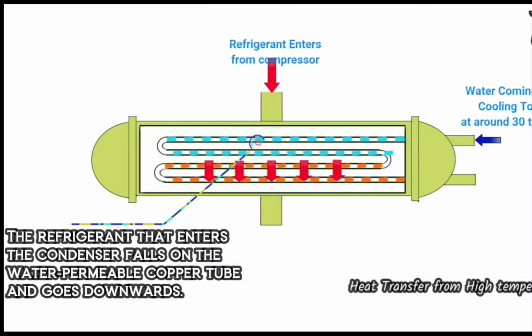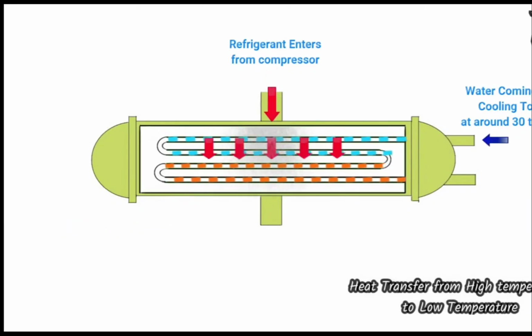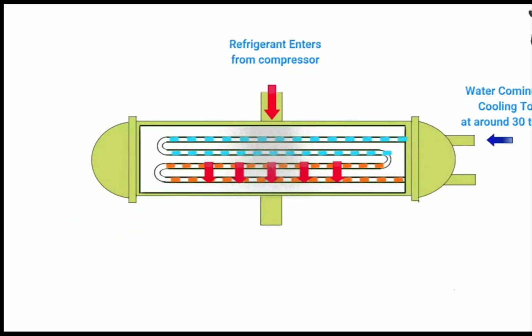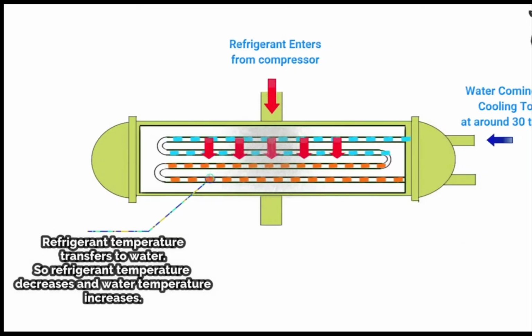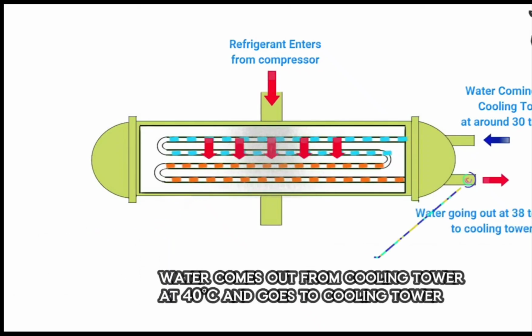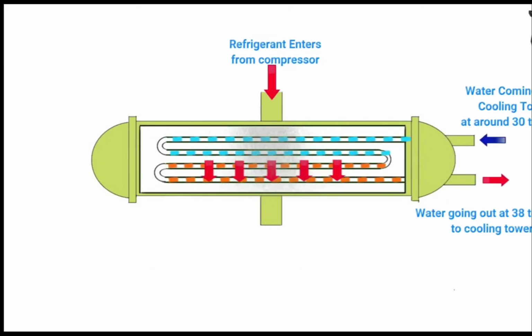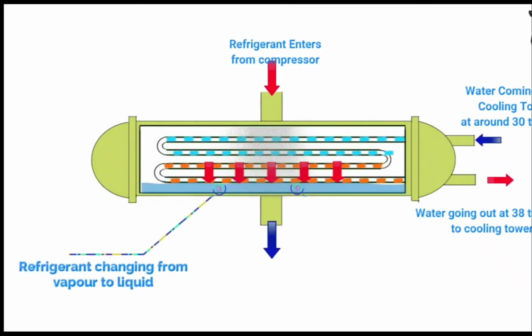As per the law of thermodynamics, heat travels from high temperature toward low temperature. So, the heat of the refrigerant, which flows around the copper coil, will transfer to the water, which flows inside the copper coils, because the refrigerant temperature is higher than the water temperature. So, the water temperature will increase. The water comes out of the condenser at 40 degrees Celsius. As the temperature of the refrigerant decreases, it changes from vapor phase to liquid phase.